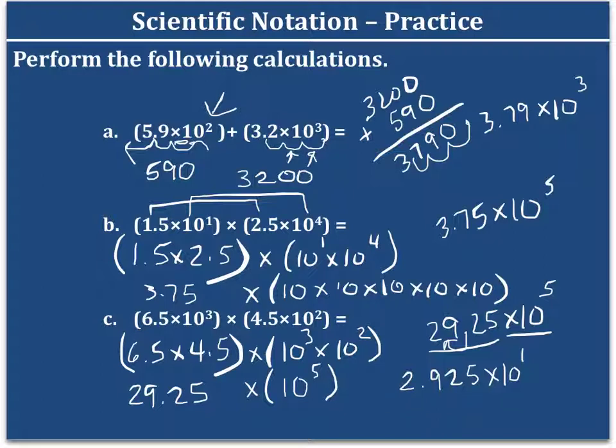Now let's add in this 10 to the 5 piece. And I just said when you're multiplying numbers with the same base, you just add their exponents together. So our answer for this one would be 2.925 times 10 to the 6th.